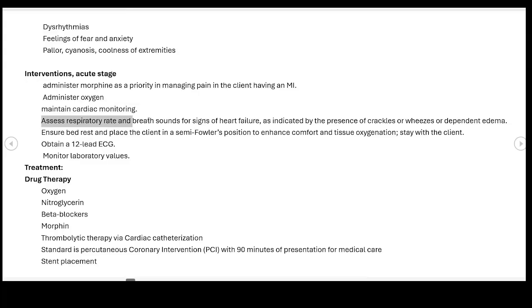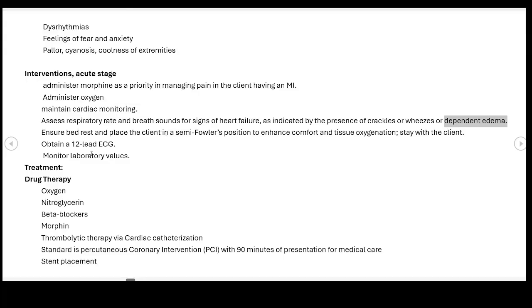You assess the respiratory rate and the breath sounds to determine if there's a sign of any heart failure. And when there's a heart failure, usually we'll have pulmonary congestion. We'll talk a lot about heart failure later, but when there's a heart failure, and usually it's on the left side, the person will be building fluid in that area, and then they'll be having shortness of breath. When there's fluid buildup in the left side, usually when you listen to the breath sounds, you hear crackles. You might also hear wheezes, and then you can also have dependent edema. These are classic symptoms of a heart failure.